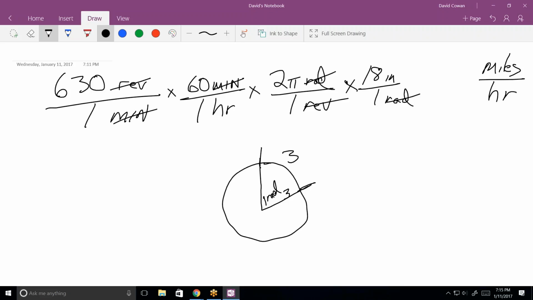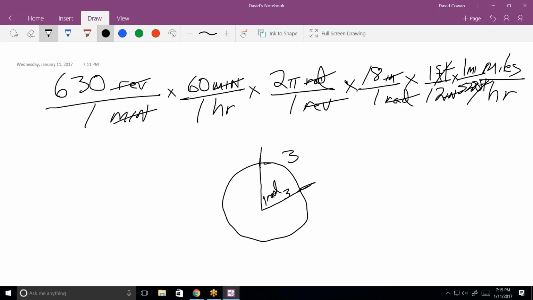So somehow I have to get it in feet. How about we do 1 foot per 12 inches. That gets rid of the inches. And now I'm in feet per hour. And finally, the last conversion is 1 mile per 5280 feet. The feet cancels. My units left are miles per hour.